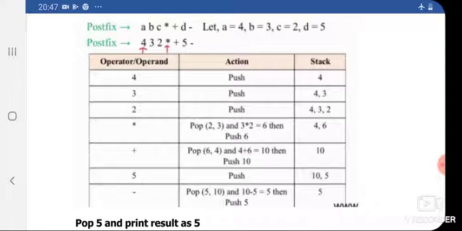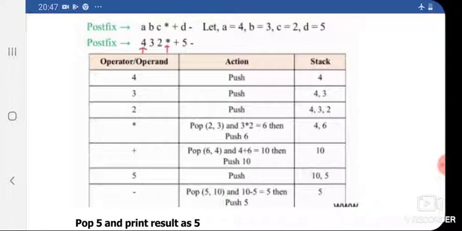Next incoming symbol is 5, which is an operand. We push it to the stack. Next incoming symbol is minus. Again we pop the first two values and call them s1 and s2. Therefore we pop 5 and 10. S1 becomes 5, s2 becomes 10, and we perform s2 minus s1, that is 10 minus 5 equal to 5, and we push 5 back to the stack.